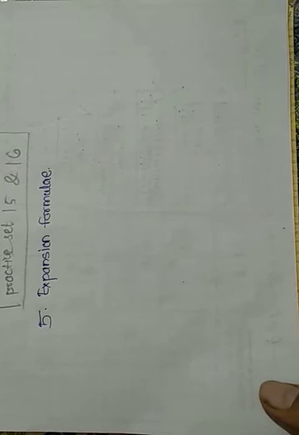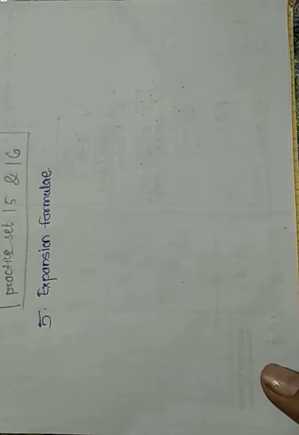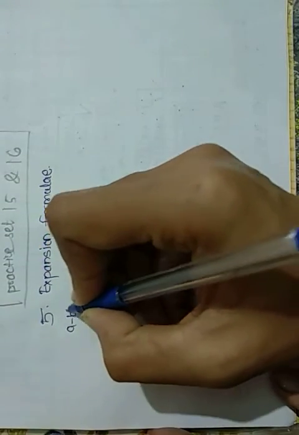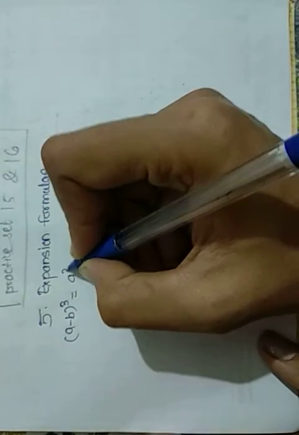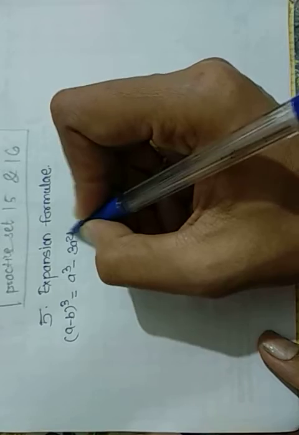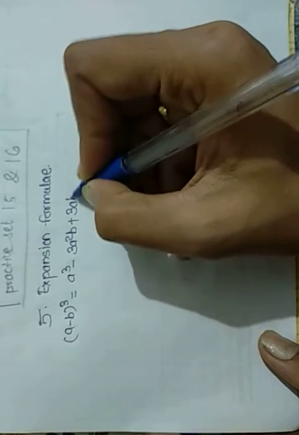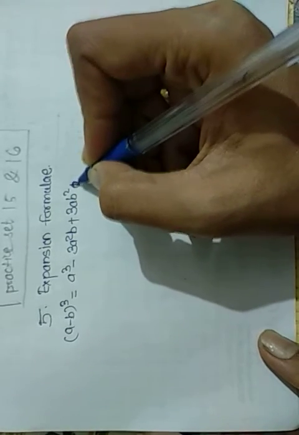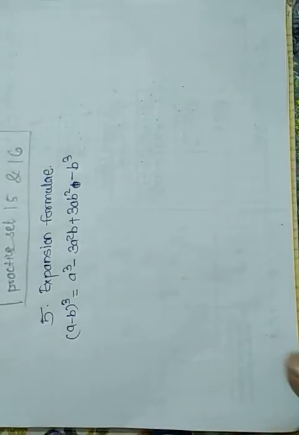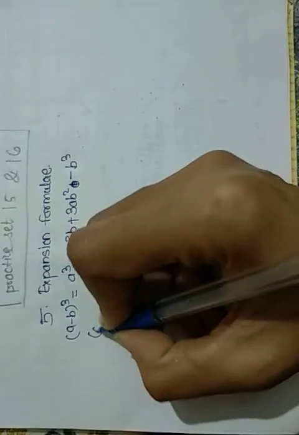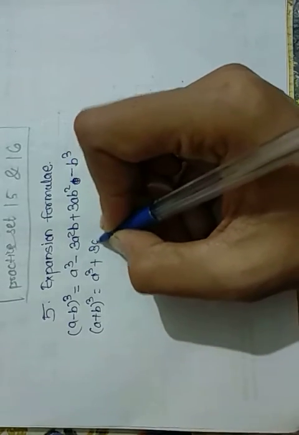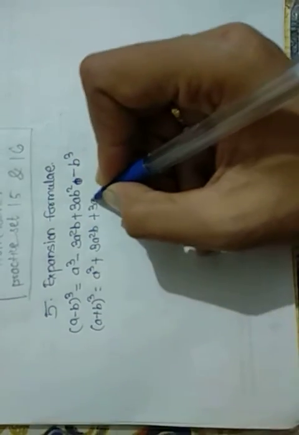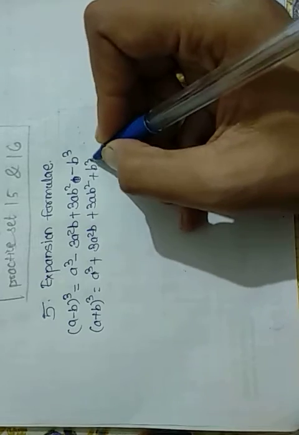Now today we are going to see the next expansion, the expansion of (a − b)³, which is equal to a³ − 3a²b + 3ab² − b³. See, these two formulas are similar. Here, (a + b)³ is equal to a³ + 3a²b + 3ab² + b³.